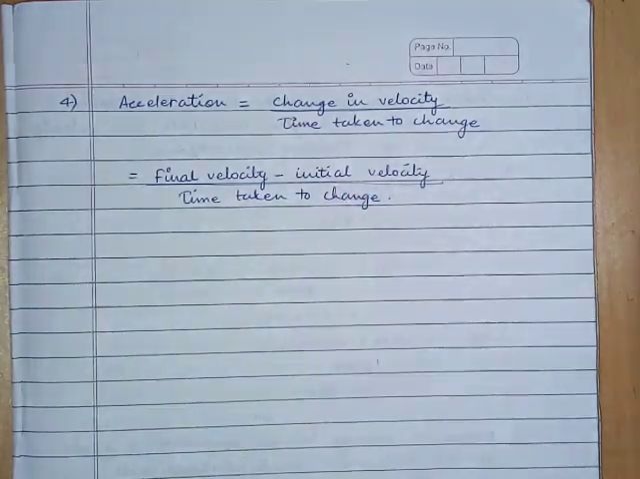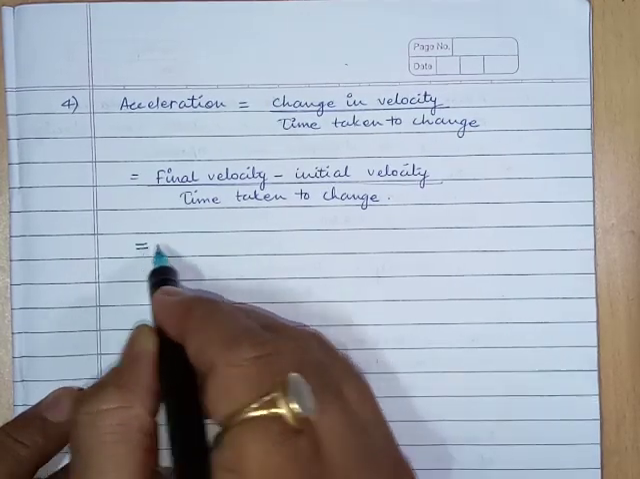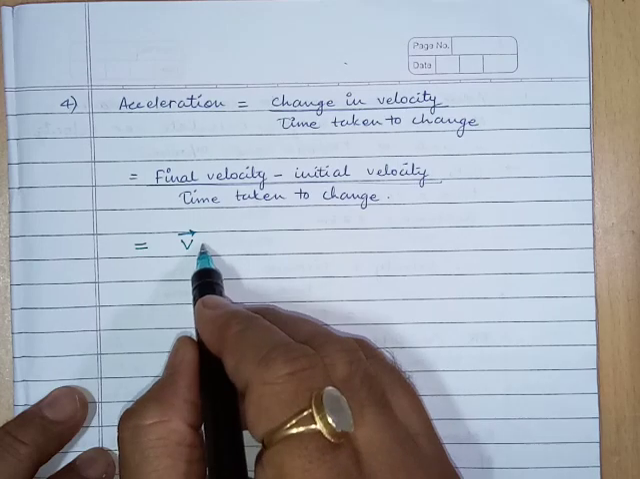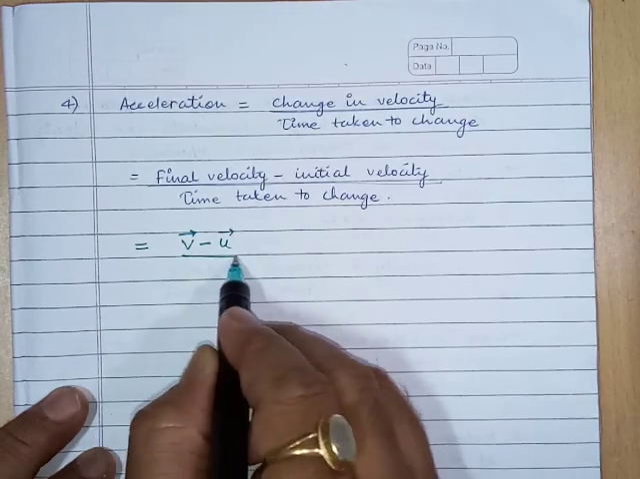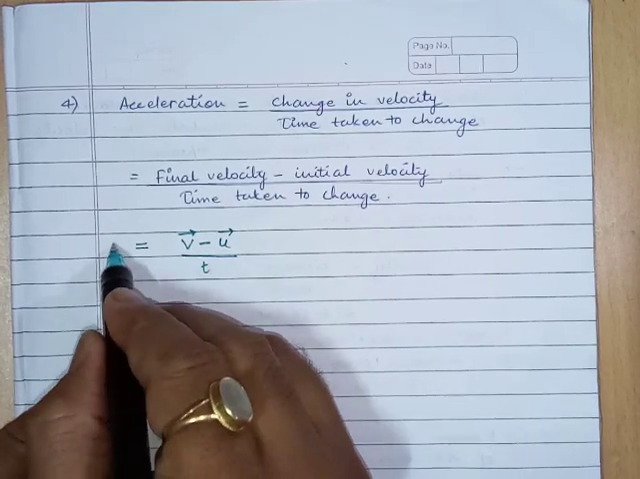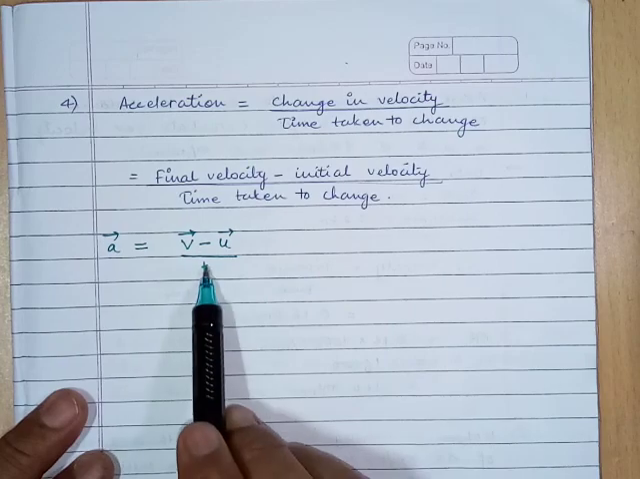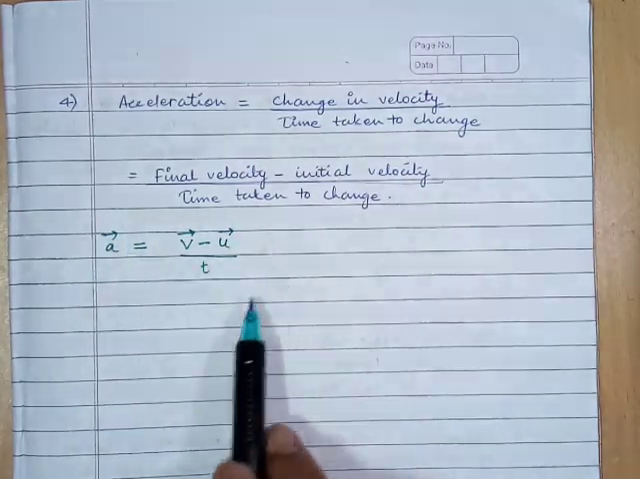this particular velocity. So this final velocity is always expressed with the help of alphabet v. So v is nothing but the final velocity of the object, u is the initial velocity of the object, and of course the time taken is nothing but t. So acceleration in formula can be represented as a is equal to v minus u divided by t. So this is the formula which is used.